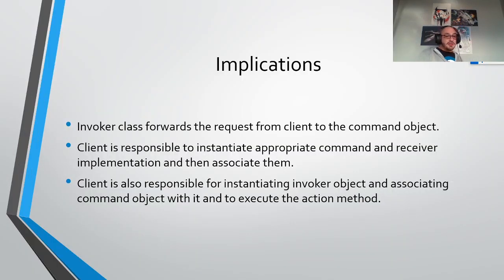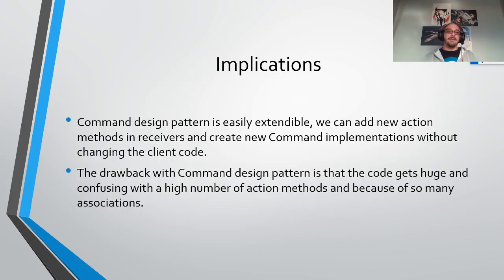And the client is also responsible for instantiating the invoker object. Now, the invoker object, I only have one. My receivers and my commands, I will have multiples. So the invoker is the easy part because I just pass in the command to the invoker. Now, this is very easily extensible because you just add new classes and new actions to the command and new actions to the receiver. So it's easy to expand.